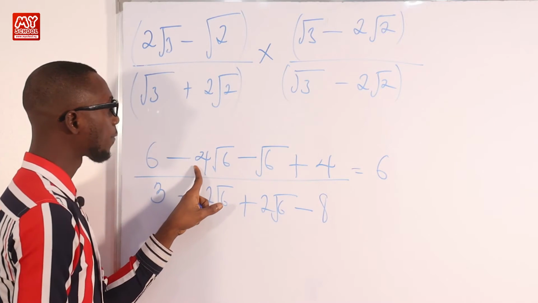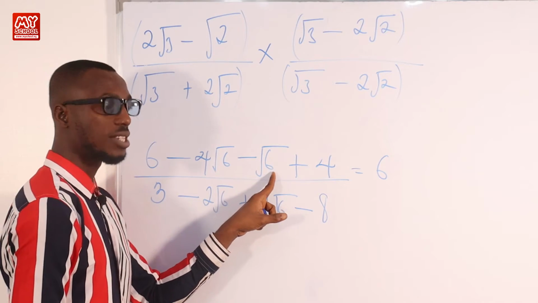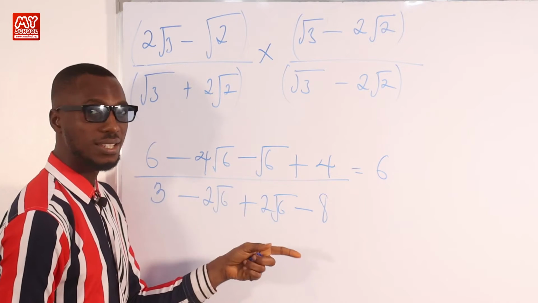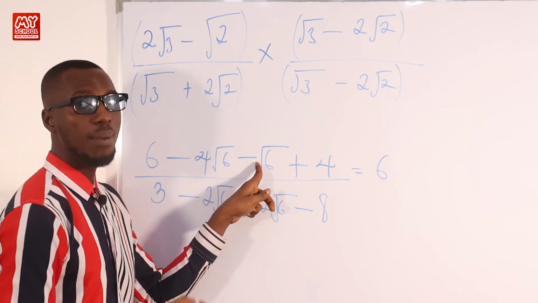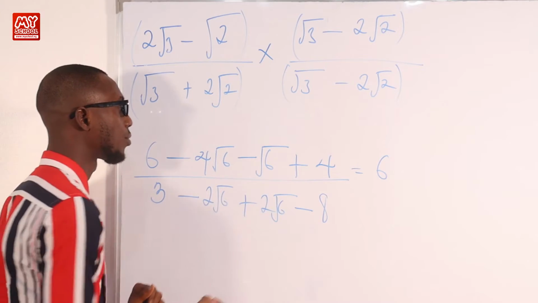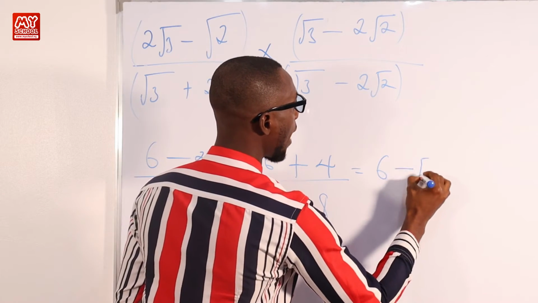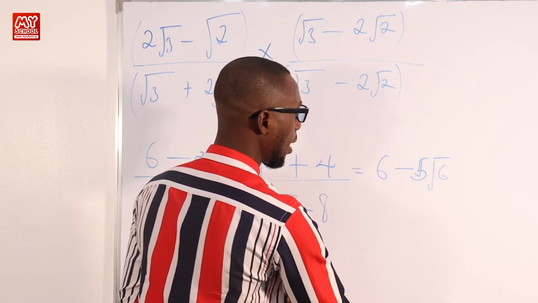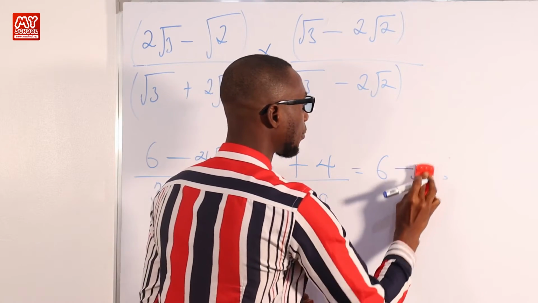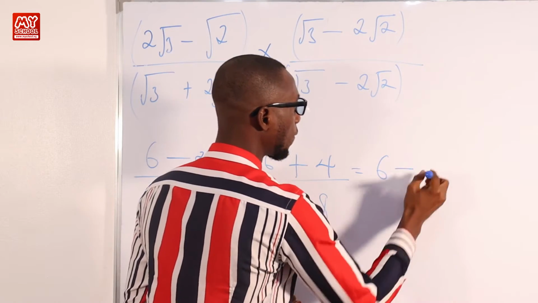Okay, minus 4 root 6 minus root 6, or minus 1 root 6. Just say minus 4 minus 1, that is minus 5. So that will be minus 5 root 6. Let me write this out properly to eliminate confusion.